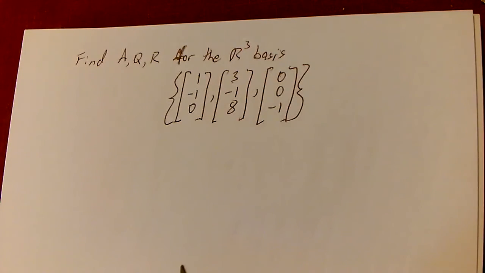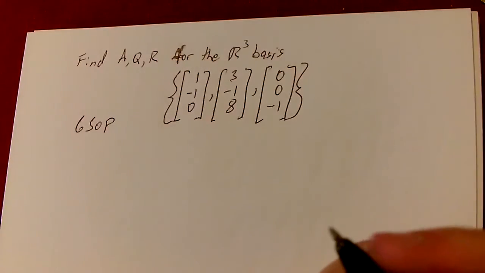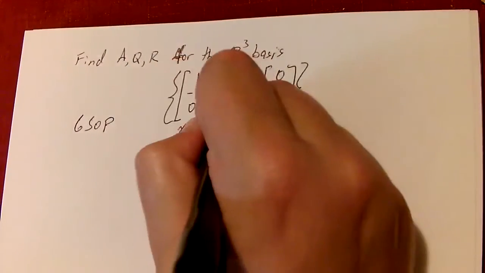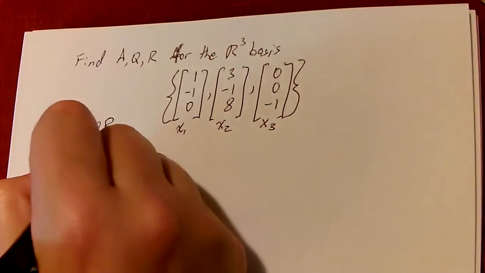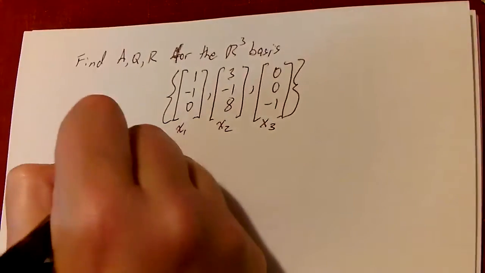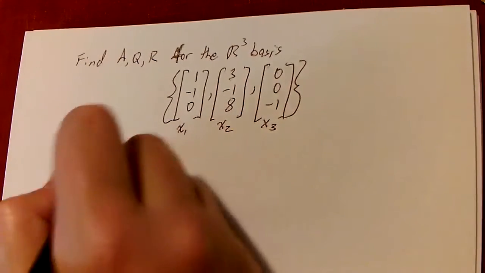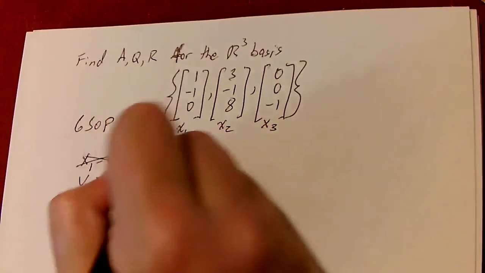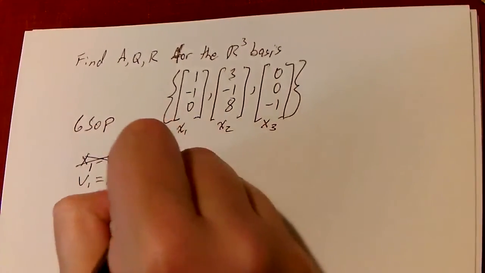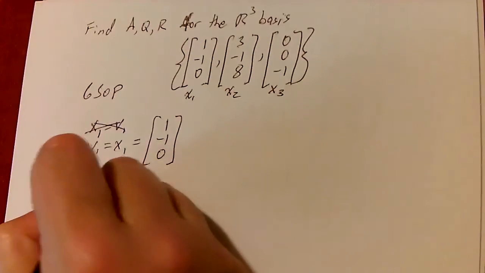Well, I'm going to do the Gram-Schmidt process. So GSOP, Gram-Schmidt orthogonalization process. I'm going to label these vectors as x1, x2, and x3, so I know what they are. So v1 is simply x1. If it's easier for you, maybe you write v1 is equal to x1. That means the same thing. In this case, that is going to be 1, -1, 0. All right, so we're ready to take on v2.